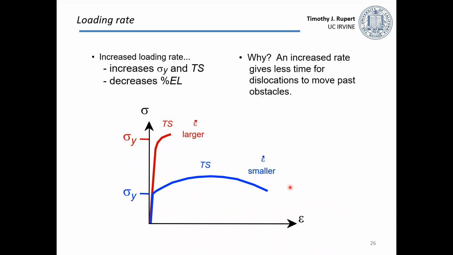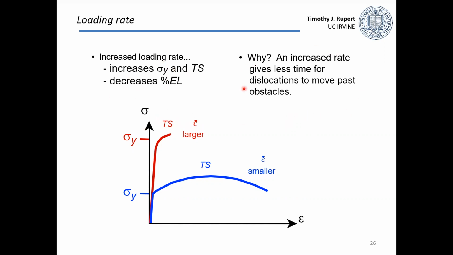So one thing we've ignored up to this point is the loading rate. It turns out that all of these things we're talking about are dependent on how fast we load our material. So this is showing 2 plots of stress-strain curves for the same material. In the blue curve, we're loading it slower, so the applied strain rate is smaller. And in the red curve, the applied strain rate is faster. So this is something where we take it and deform it really quickly. Increasing loading rate generally increases our yield strength and our ultimate tensile strength. It also decreases our elongation to failure.